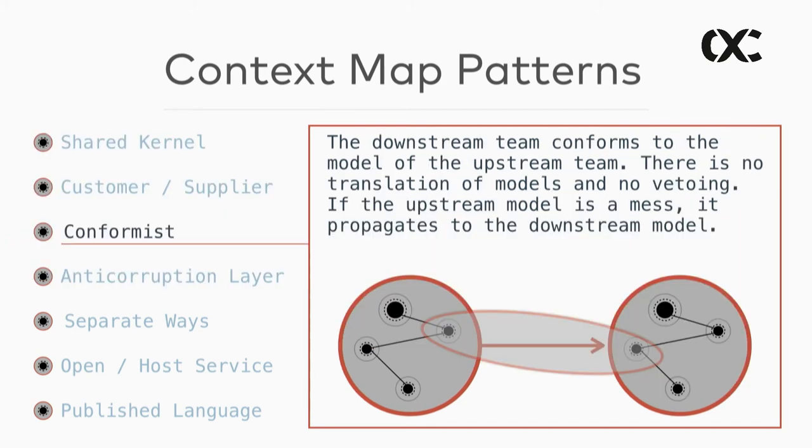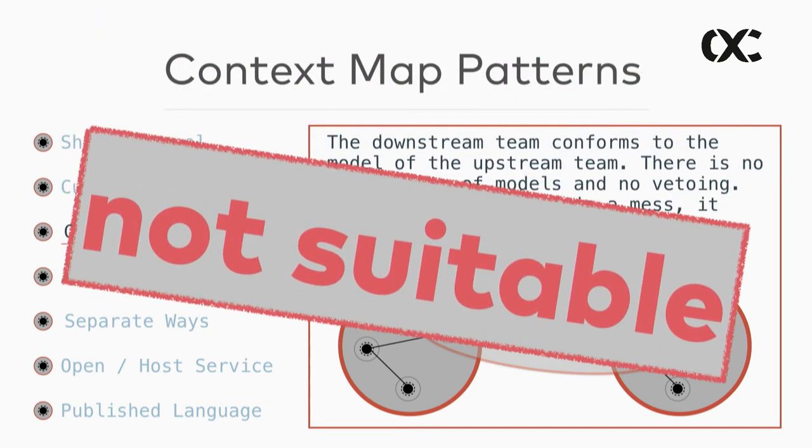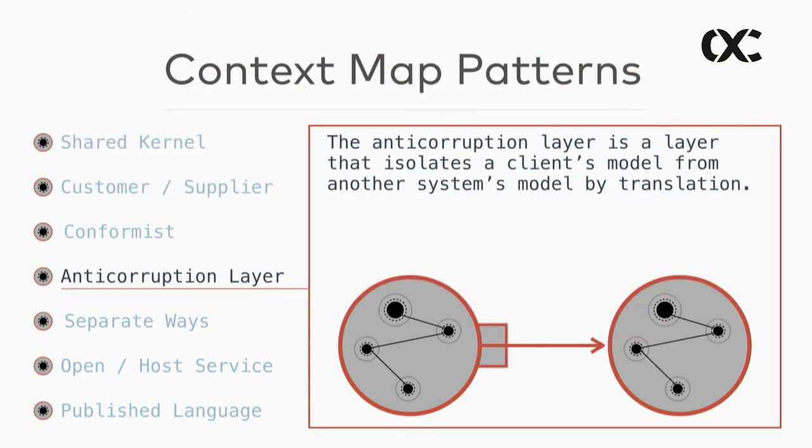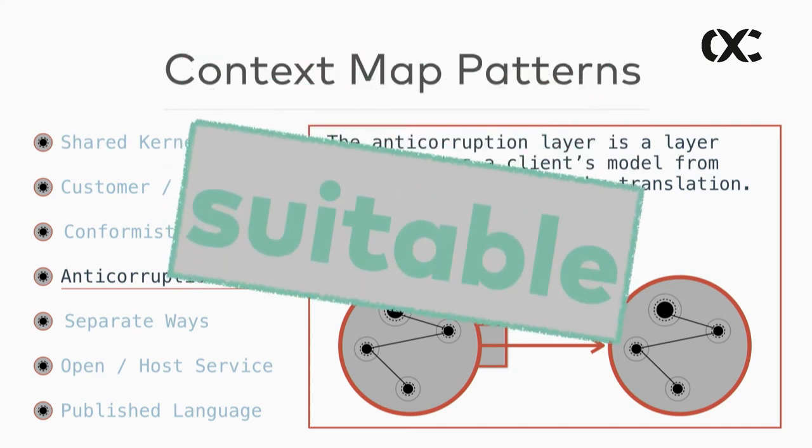The conformist is where one team really conforms themselves to an external model. So they totally bind themselves to that. Not such a good idea. The next one is interesting, however. I really take in an external model and I transform it to a new internal view. That's a good idea to do. I will get back to that later on.